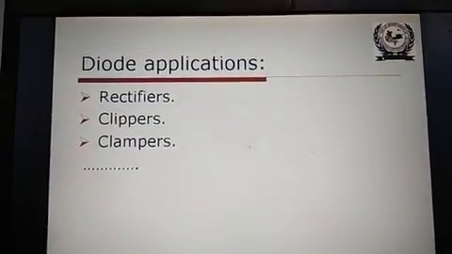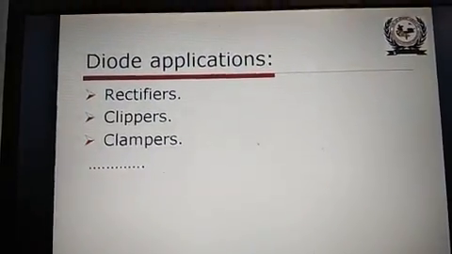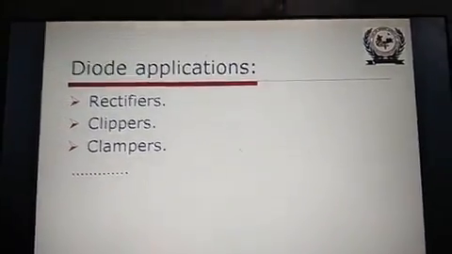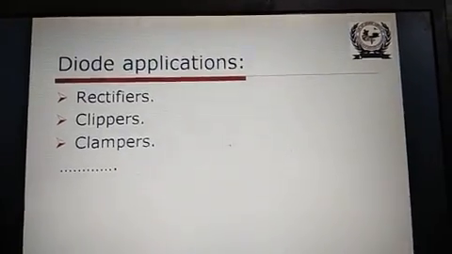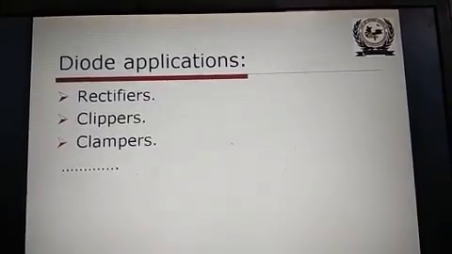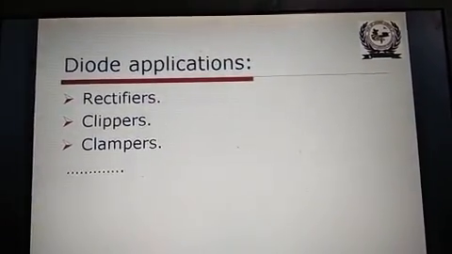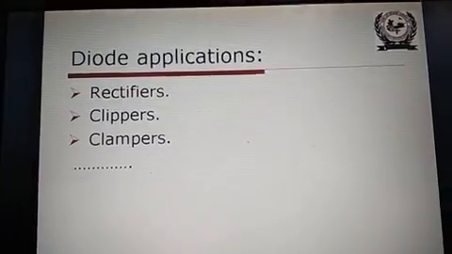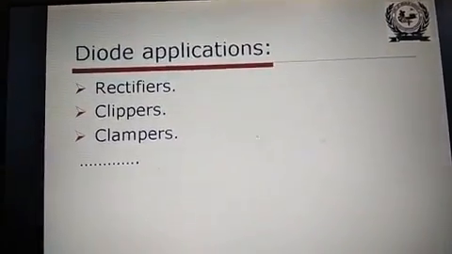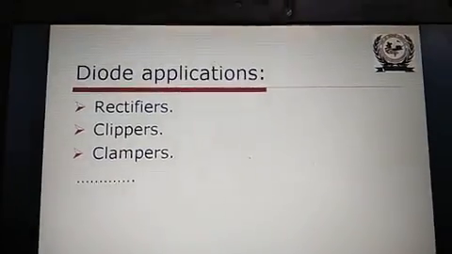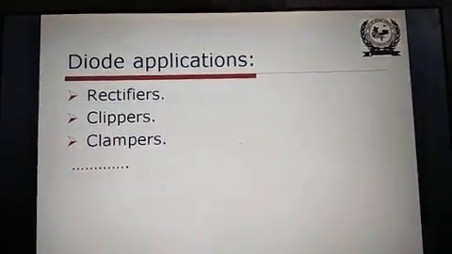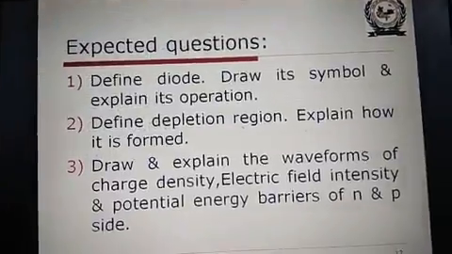So this is the very important part, the depletion region, and this will form the potential barrier also. For silicon, this potential barrier due to this depletion region is 0.7 volt, and for germanium it is 0.3 volts. Now we can also see later on the applications of this diode as rectifiers, clippers and clampers for linear as well as non-linear circuits.